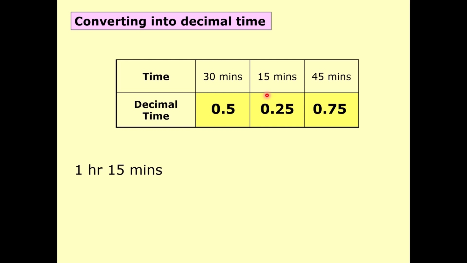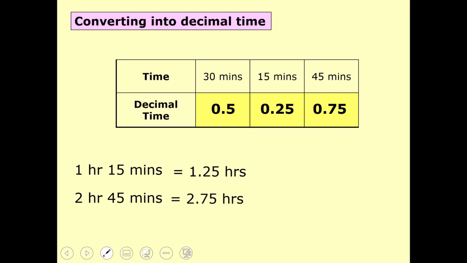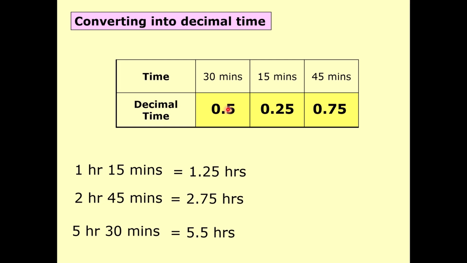So if we were to think about 1 hour and 15 minutes, well, we know 15 minutes is 0.25 and we've got an hour, so we just need to add that hour on to get 1.25 hours. So 2 hours and 45 minutes, well, 45 minutes is 0.75, and then we just add on our 2 hours to get 2.75. Okay, and let's say we had 5 hours and 30 minutes. So we know 30 minutes is 0.5. We just add on our 5 hours, to get 5.5 hours. So these are nice rounded minutes that are giving us a nice decimal answer here.